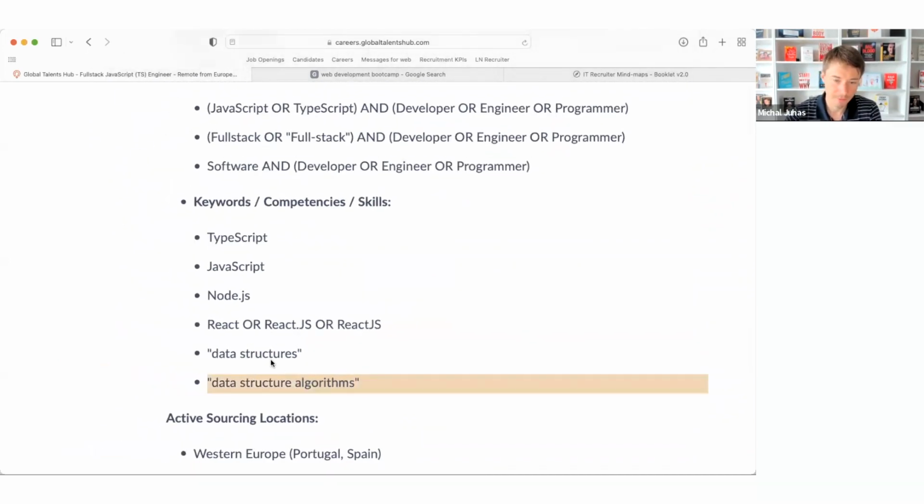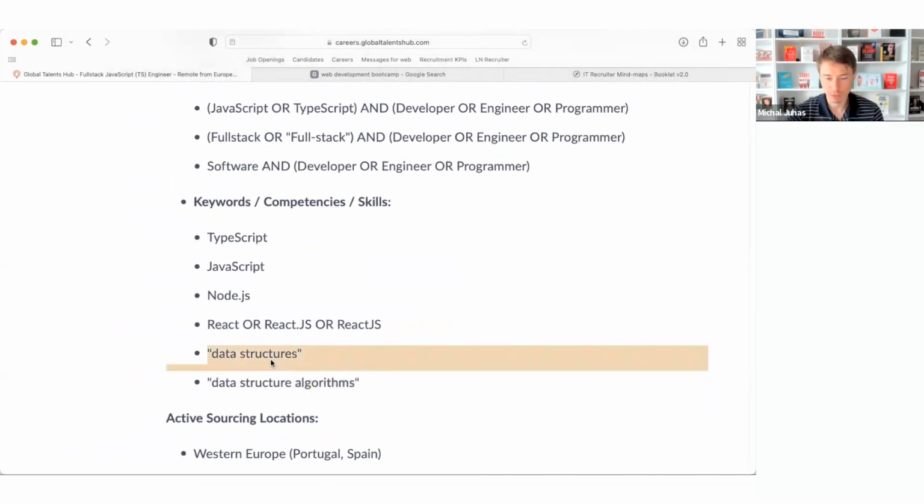And even if we don't find too many people, we will look at what are some other markers or some other keywords we could use to identify people who have experience with some data structure algorithms.